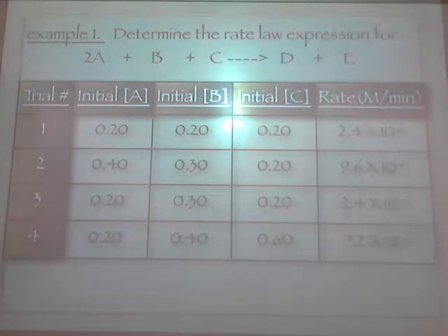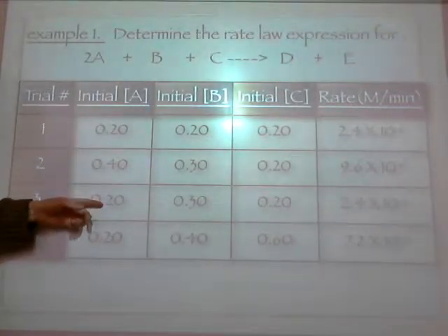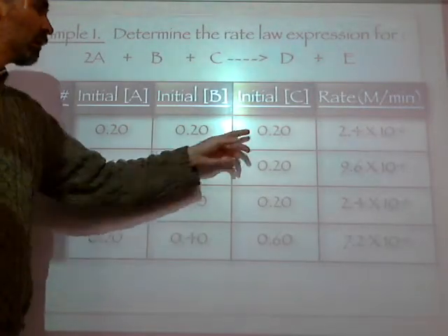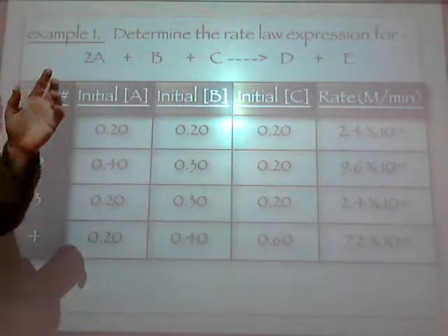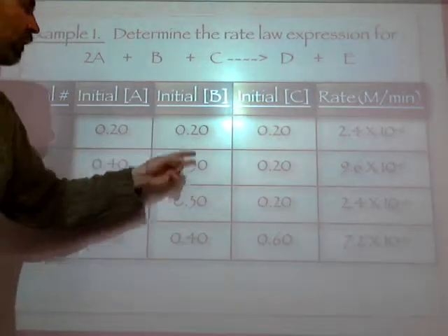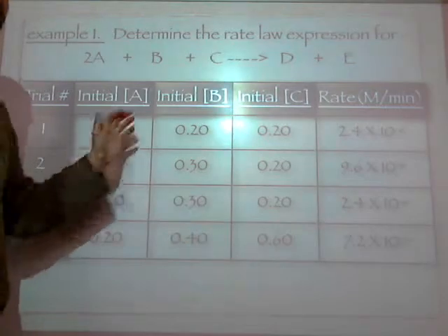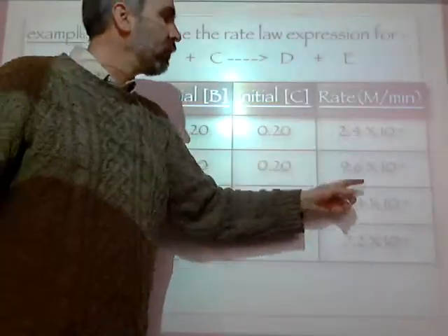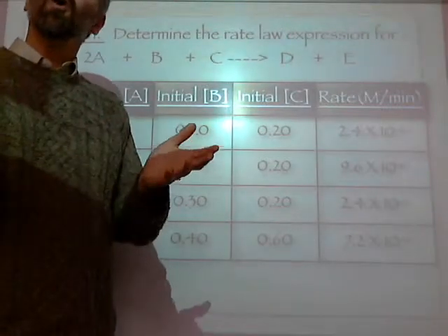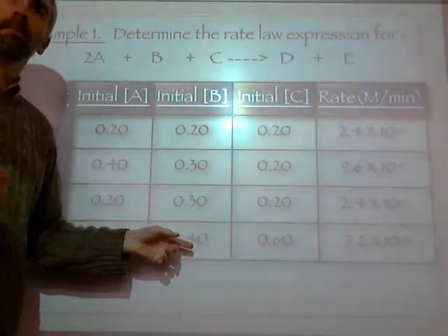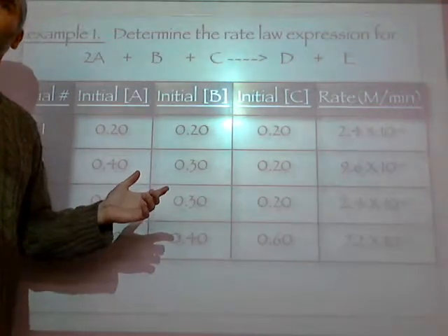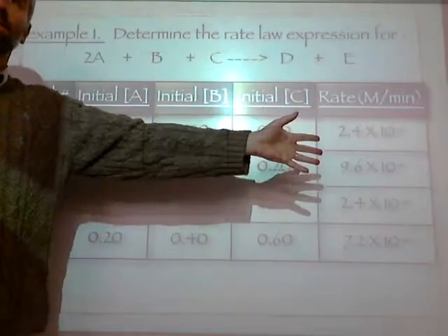Can you tell me which 2 trials I might want to take here? I have more than 1 choice. Which 2 trials could I take where everybody's held constant except for 1? 1 and 3. Between trials 1 and 3, A is held constant, B changes, but C is held constant. That's nice because I know all of the change in the rate must be due to B changing, since the others are held the same. Did the rate change between trials 1 and 3? No. You know the answer then. What order is B? 0. Exactly, because you changed it and it didn't affect the rate.